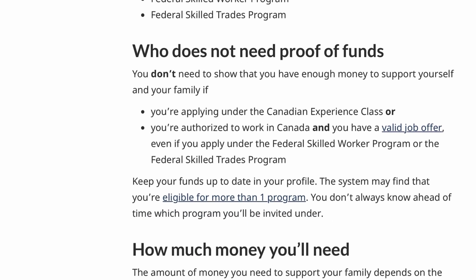But if you are working in AOS, if you are eligible for AOS, then in all probability you are authorized to work in Canada. If you are authorized to work in Canada, you can do without proof of funds. Understand this, you don't need to show that you have enough money. This is the only requirement, but still you have to provide your bank account statement as a proof. So don't think that you don't need to provide any document on proof of funds. You just don't need to show that you have enough money, right?